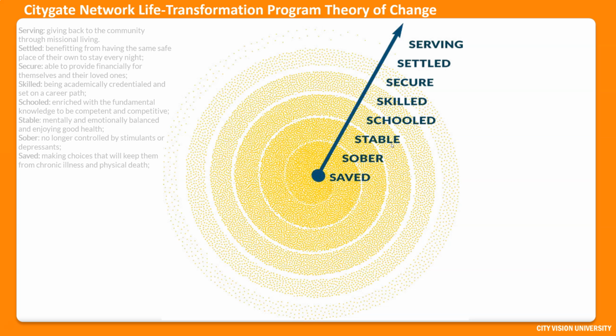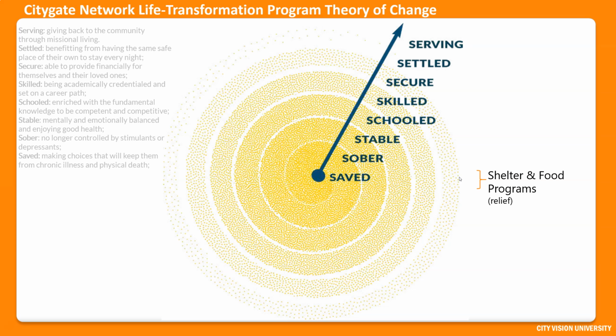So you might provide case management and counseling. Then under "schooled," the difference between schooled and skilled: this is more knowledge focused, and this is more what can you do, focused on helping you get a job. Then secure means that they would get a job, and settled, get a place to live. And then serving is actually giving back to the community.